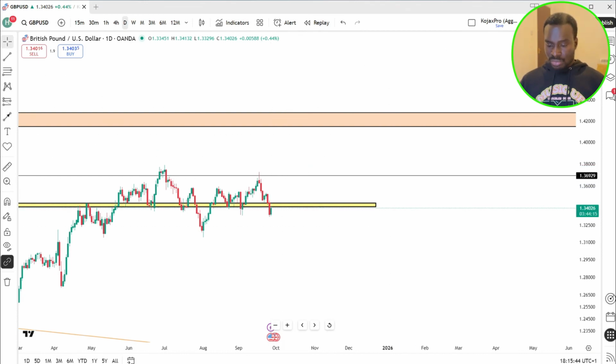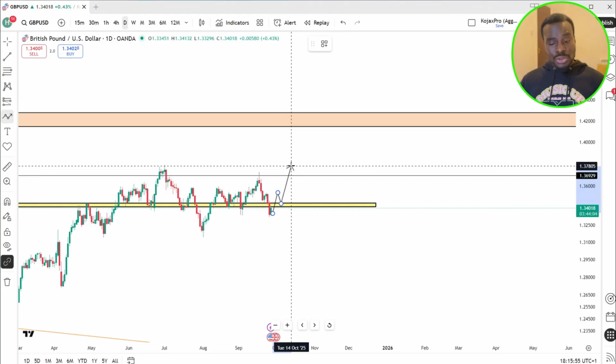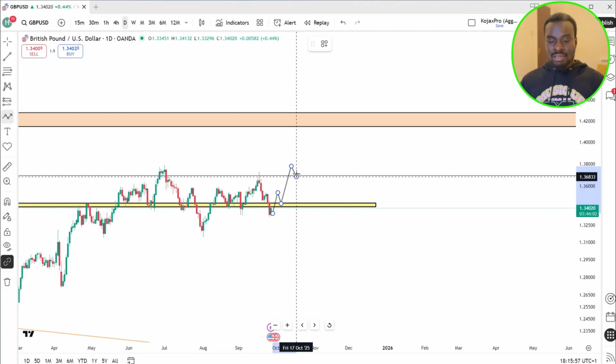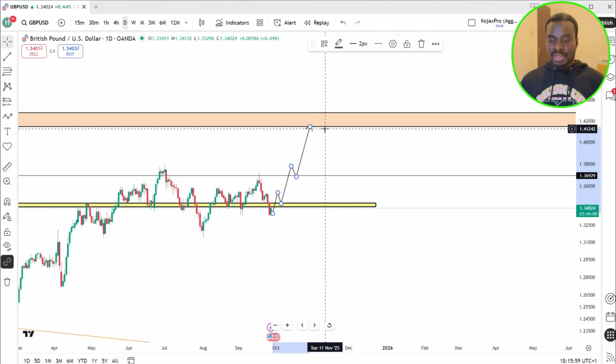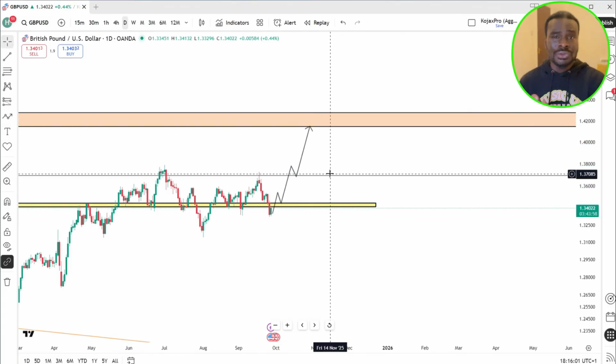All I want for GBP USD to do, guys, is to come back above this zone and hold on this zone, price action, and then we will take it up to the upside, back to this zone. And if eventually we do break above this zone, guys, best believe that the next point for GBP USD will be here. And that is how I want to trade GBP USD.